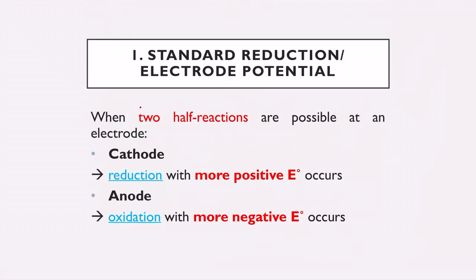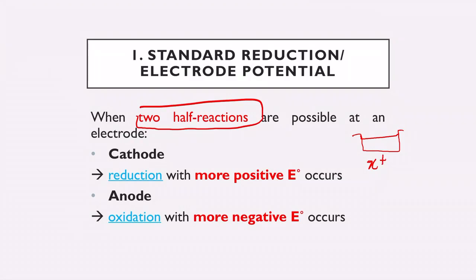if you have 2 half reactions that are possible at an electrode, okay, meaning that awak akan ada electrolyte kan, so sometimes your electrolyte, awak ada 2 different cations. Okay, so if you have 2 different cations, you need to know the standard reduction potential for those species. Okay, so the one with the more positive SRP will be reduced at your cathode lah. So yang lagi satu tu bukan.